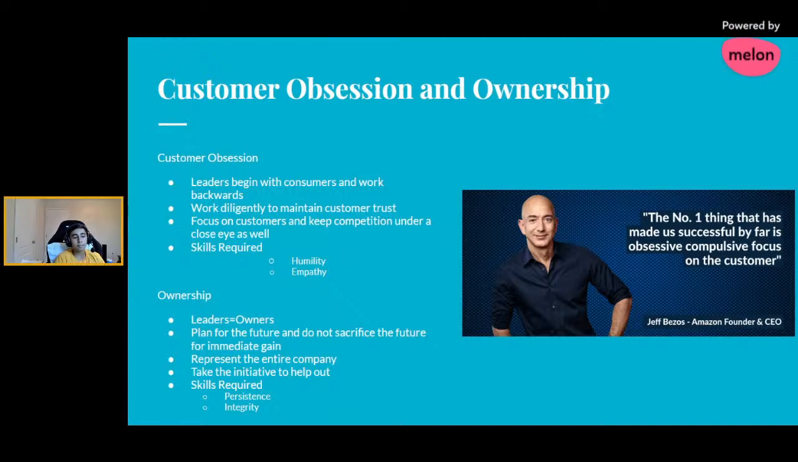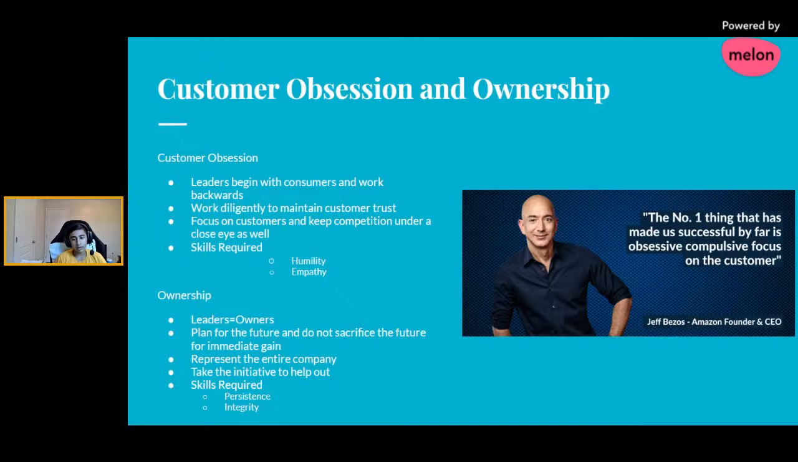Ownership: the leaders are equal to the owners, and they have to plan for the future, and they shouldn't sacrifice the future for immediate gain. Patience is a big thing when running businesses, especially big businesses. They need to represent the entire company and take the initiative to help out. The skills required are persistence and integrity.